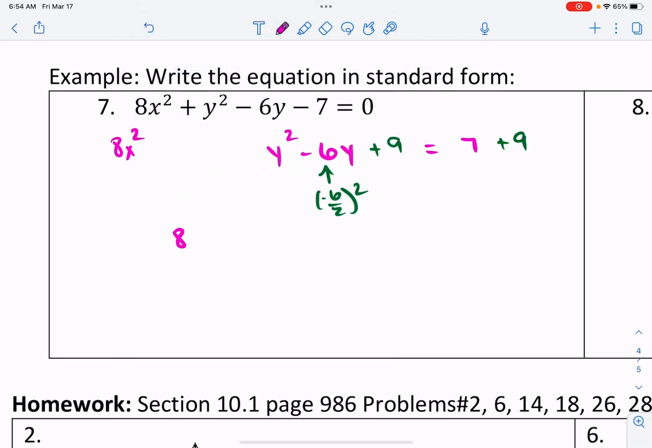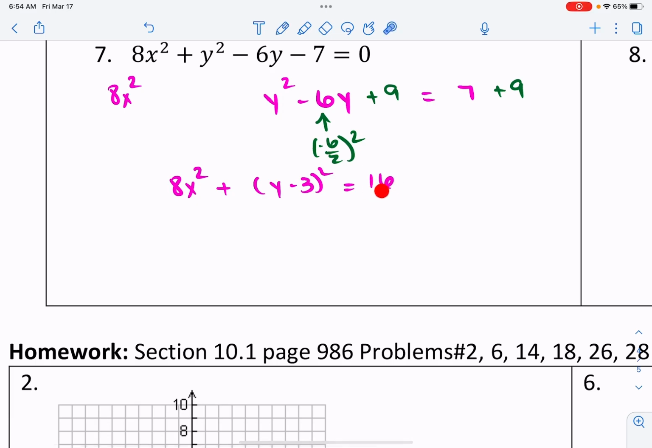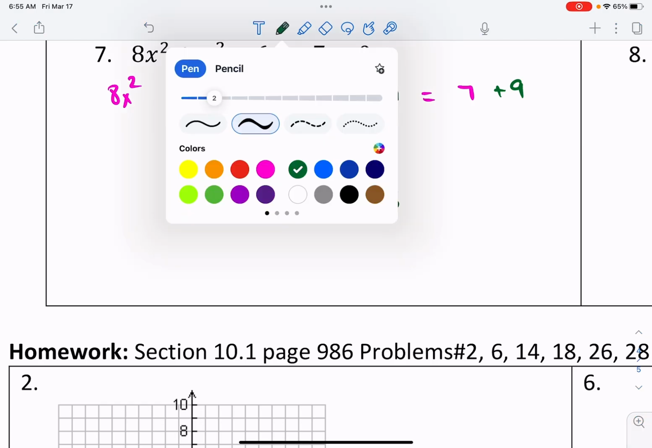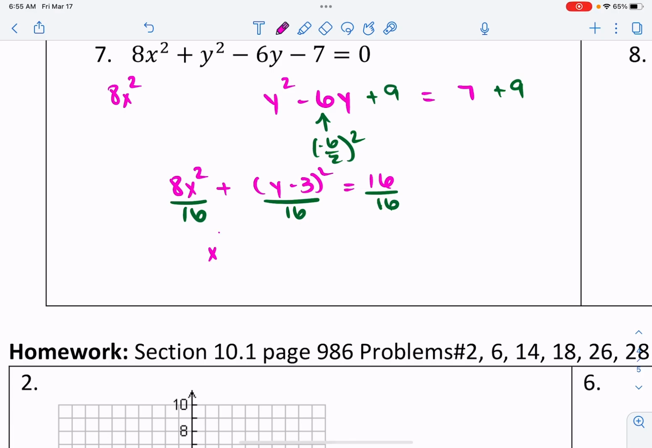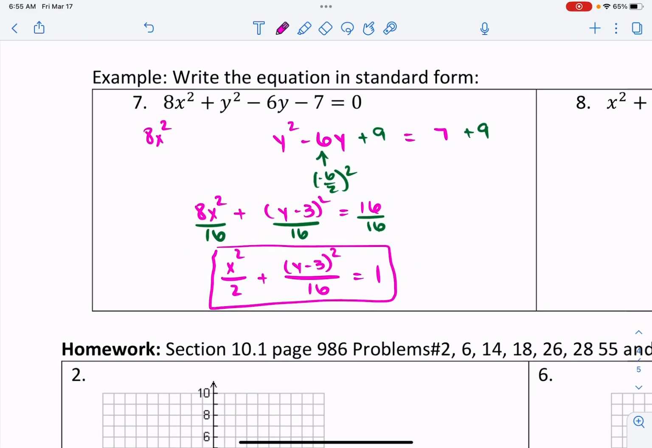Then we're going to go ahead and get 8x squared plus y minus 3 squared is equal to 16. Now this is an ellipse. Remember, the ellipse has to equal 1, so we have to do one more step, which is to divide every single term by 16 because it does have to equal 1. So you get x squared over 2 plus y minus 3 squared over 16 is equal to 1. And that would be our equation of that ellipse.